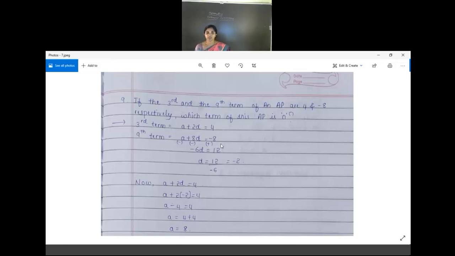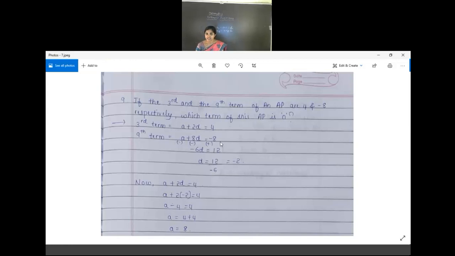So third term in the sense a3, we can write a plus 2d. Okay, a3 we can take a plus 2d. Then ninth term, that is a9, so we can write it in the form of a plus 8d. Got the idea now? Here third term, so we are taking this in the form of a plus 2d is equal to 4. Then ninth term, that is a plus 8d is equal to minus 8.